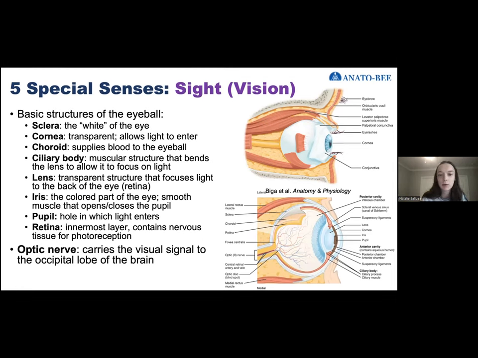And the lens is a transparent structure that focuses the light to the back of the eyeball, and you can see it right here. And then the iris is the colored part of the eye, and it's basically a smooth muscle that opens and closes the pupil. The pupil is the hole in which the light enters. And then the retina, it does show it right here, is the most inner part of the eyeball, and it has nervous tissue for photoreception and little cells on it. And then the optic nerve, that you can see right here, carries that signal from the retina to the occipital lobe of the brain.